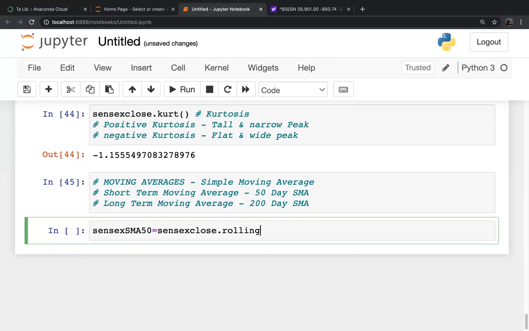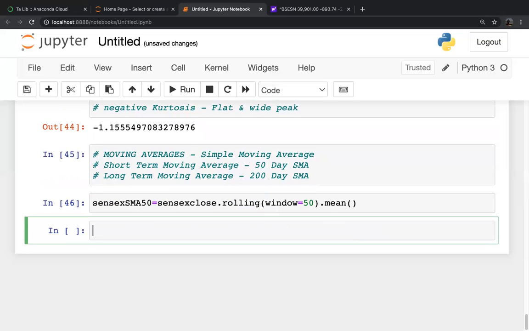Sensex close dot rolling, window is equal to 50 dot mean. So what this will give us is our 50-day moving average. It will calculate the previous 50 days moving average every time the formula goes down. So this is your short-term moving average, which is your 50-day moving average.